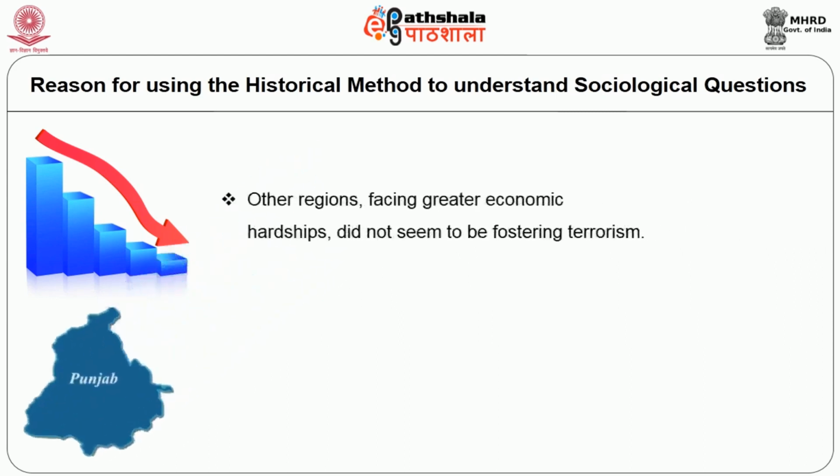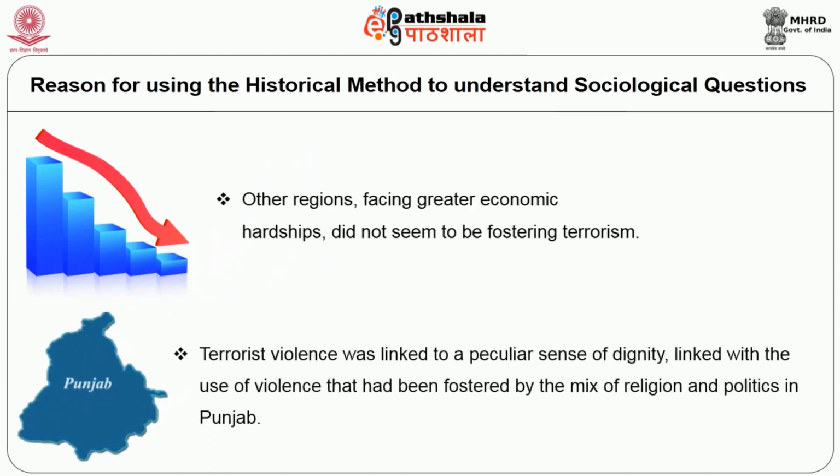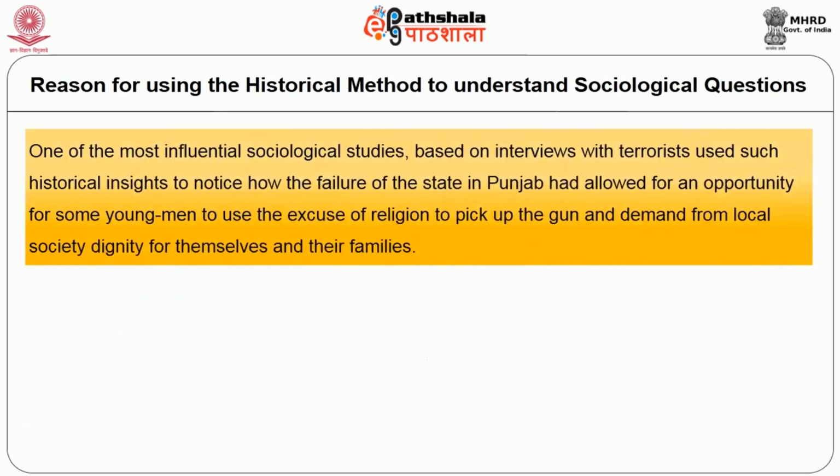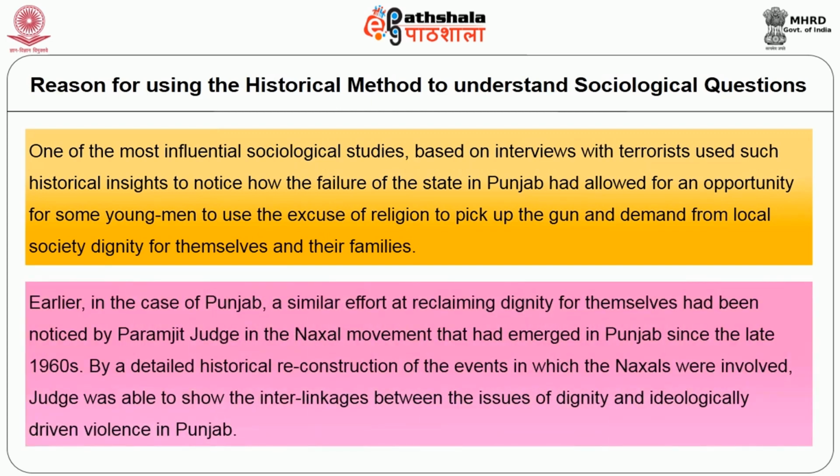It was those researchers who went into the history of Punjab who noticed that terrorist violence was linked to a peculiar sense of dignity, linked with the use of violence that had been fostered by the mix of religion and politics in Punjab. Subsequently, one of the most influential sociological studies based on interviews with terrorists used such historical insights to notice how the failure of the state in Punjab had allowed for an opportunity for some young men to use the excuse of religion to pick up the gun and demand from local society dignity for themselves and their families.